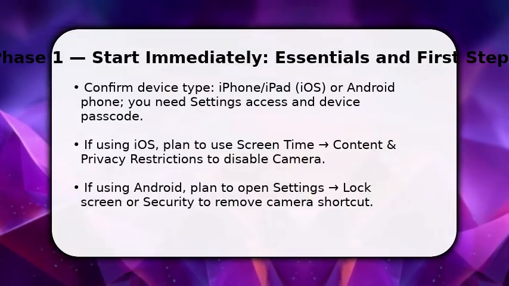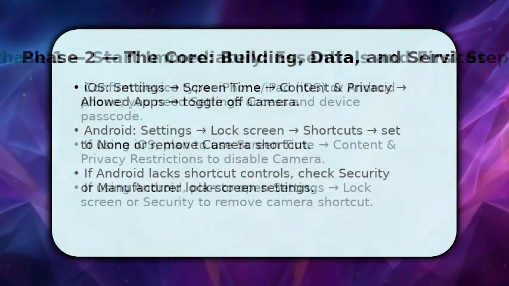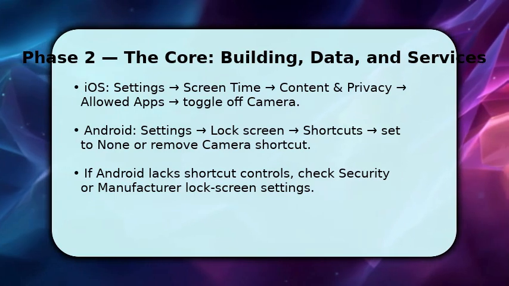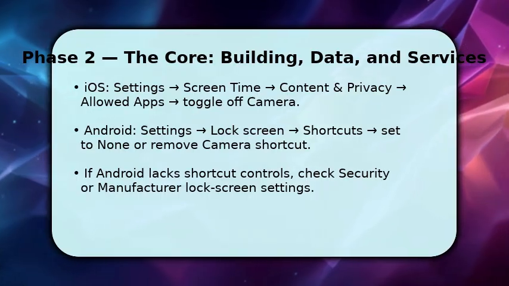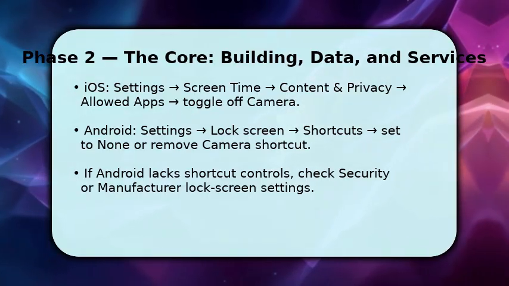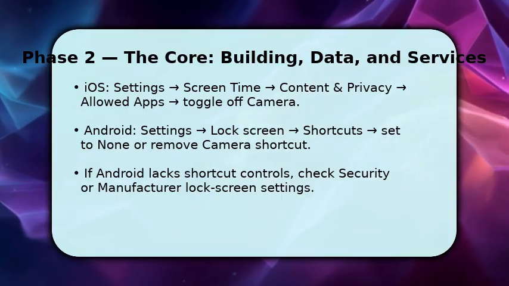Start now. Don't waste time on backups. These steps are reversible and quick. You'll now perform the precise changes. On iOS, open Screen Time, enable content and privacy restrictions if needed, then allowed apps and turn off camera. This prevents camera from opening anywhere, including the lock screen.